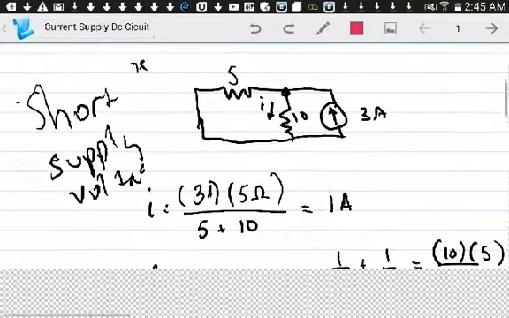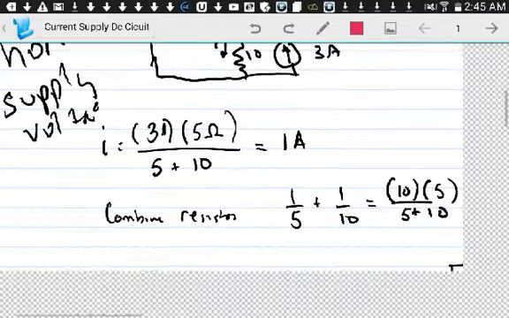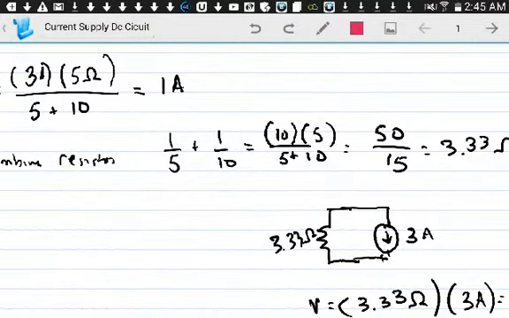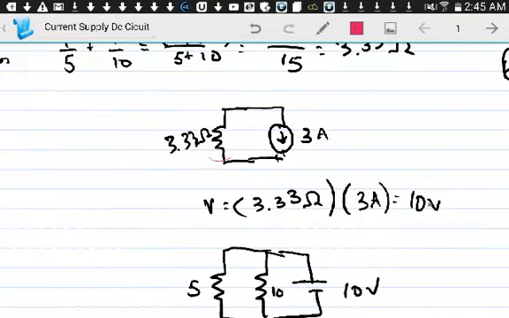And I guess working to solve that manually, you would first get the total resistance. These are in parallel, so you have 1 over 5 plus 1 over 10, and that gives you 3.33 ohms. Now you have the total resistance and a current. So now you can get the voltage here, which is current times resistance, just equal to 10 volts.